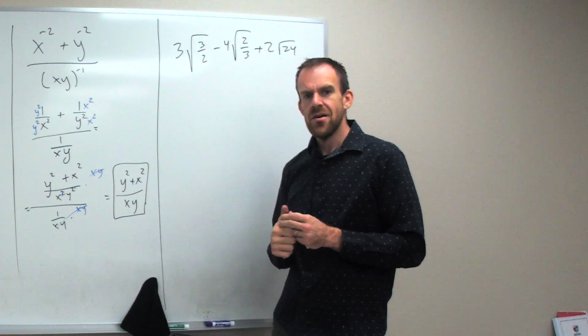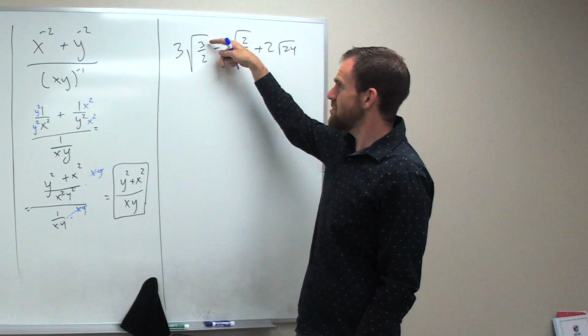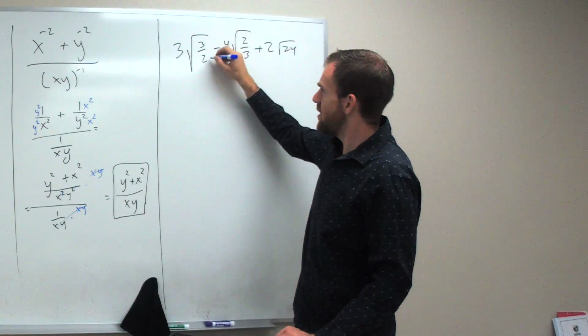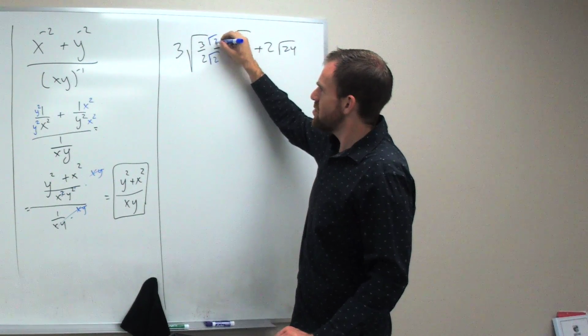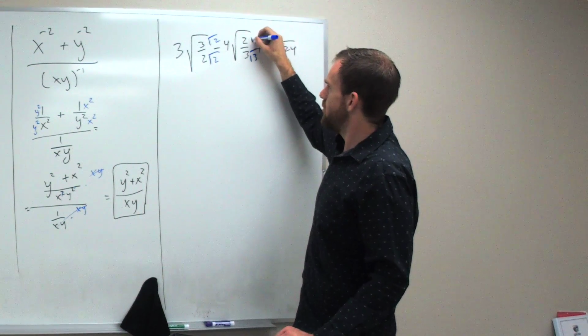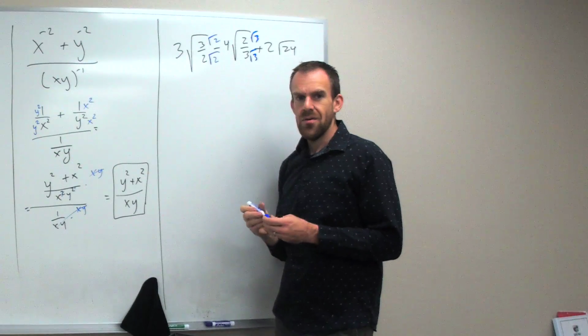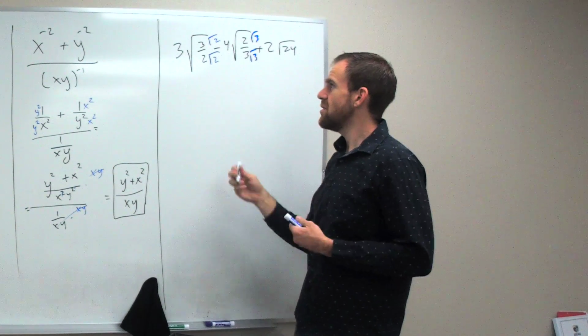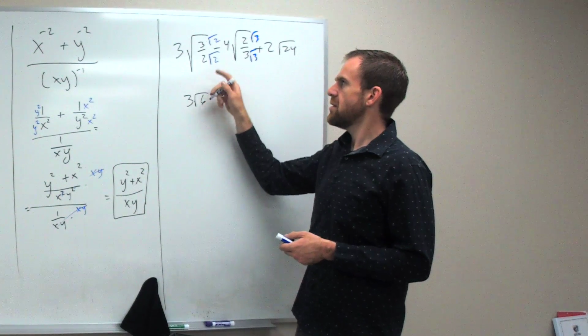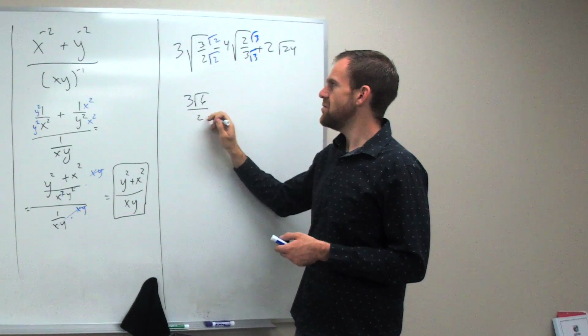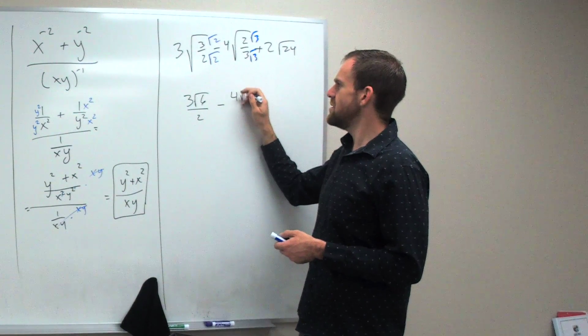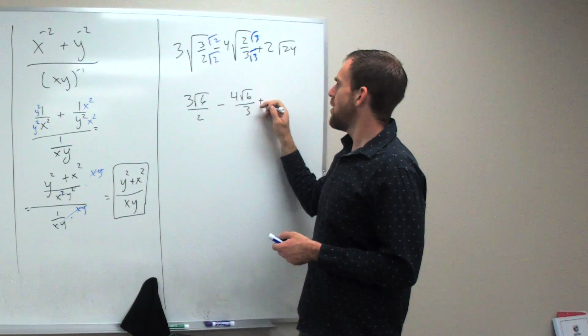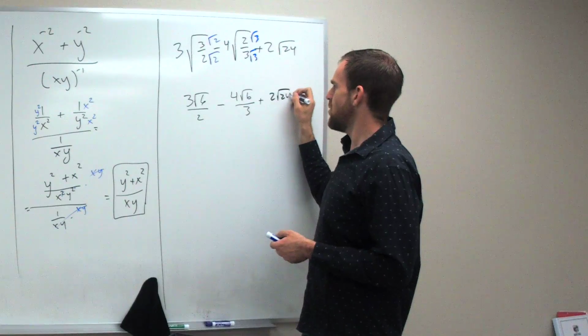How do I do that? Well, since they're fractions, I can multiply the top and bottom by the same thing. So I'm going to multiply by whatever square root is in the denominator. So that gives me 3 square root of 6, because 3 times 2 is 6, over 2, minus 4 square root of 6 over 3, plus 2 square root of 24.